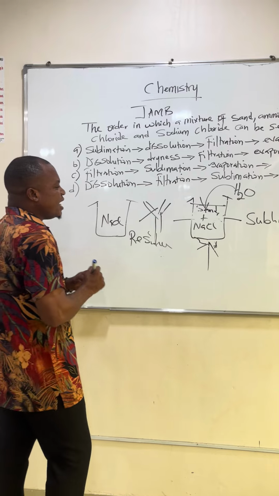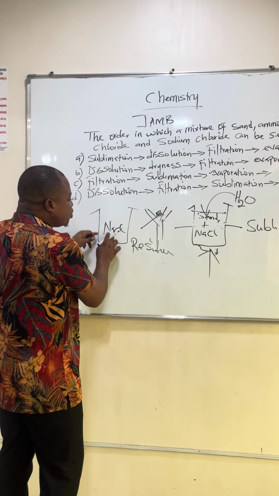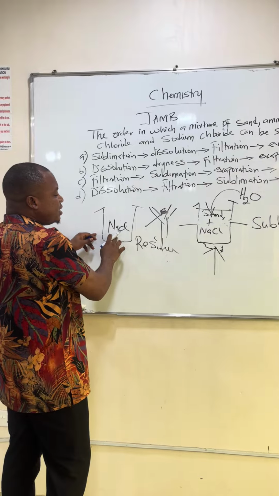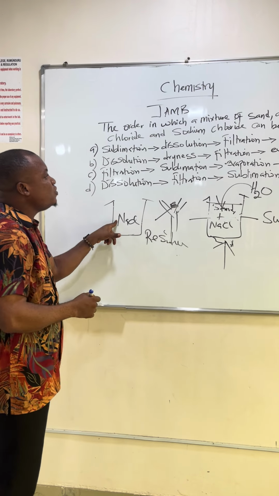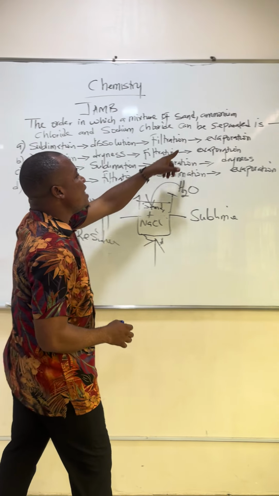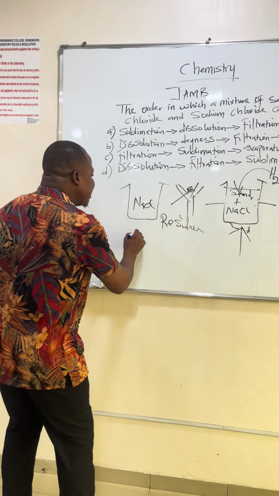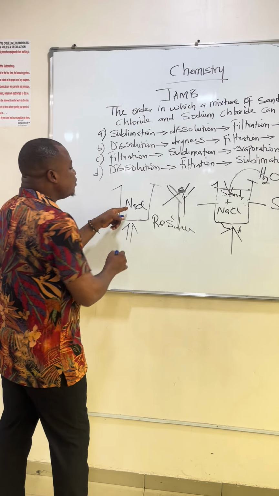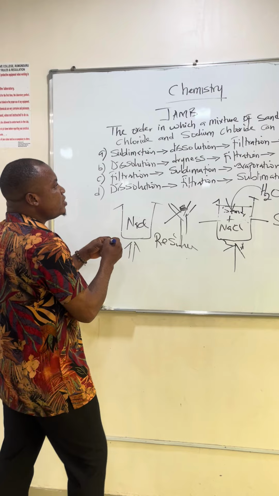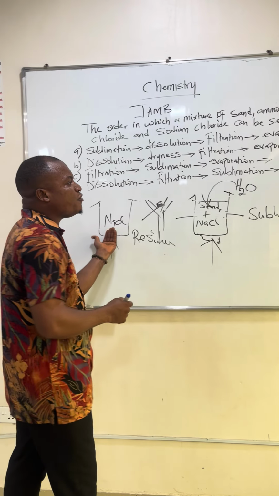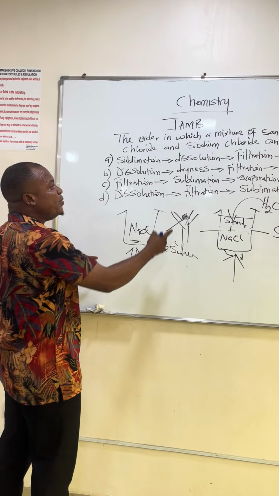After removing the sand, we are left with only the sodium chloride inside the water. The method we can use to recover the salt, sodium chloride, from water is evaporation to dryness. We are going to apply heat to the solution of the salt. When we heat it up, the water will evaporate, leaving behind the salt.